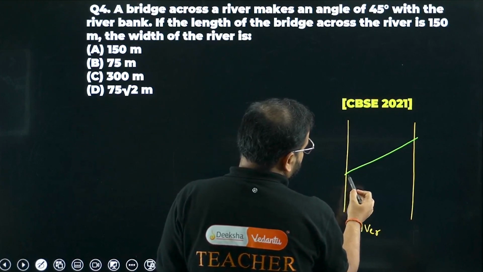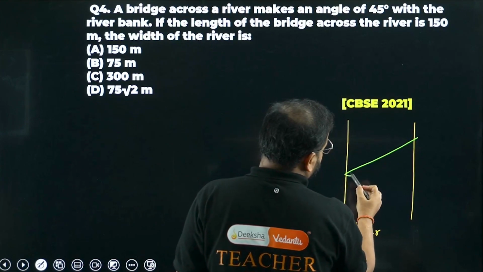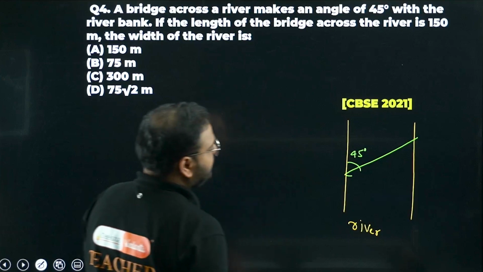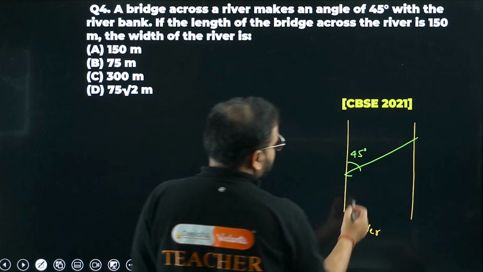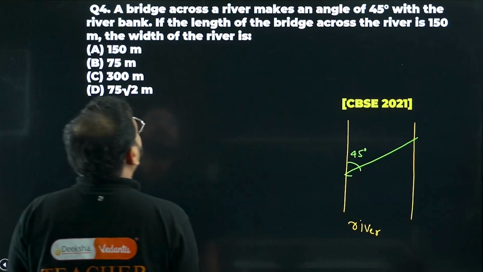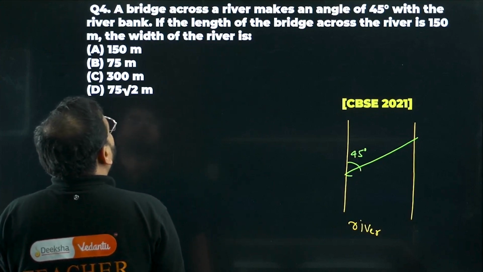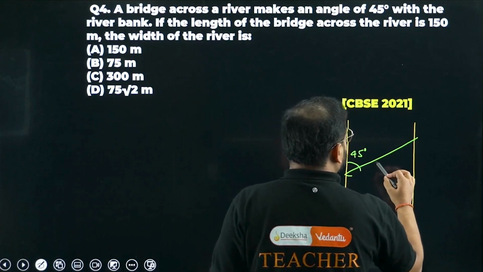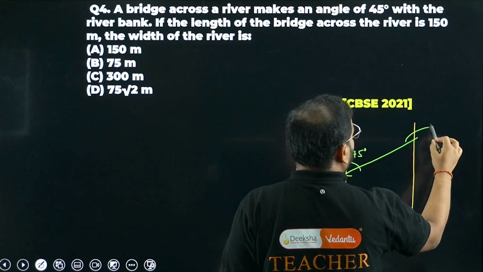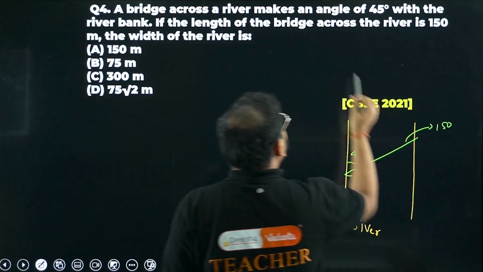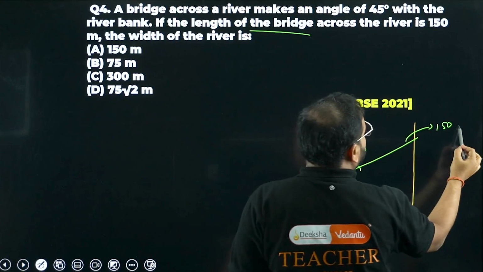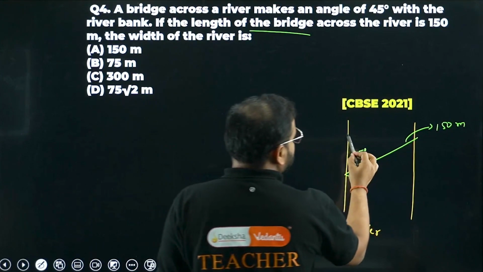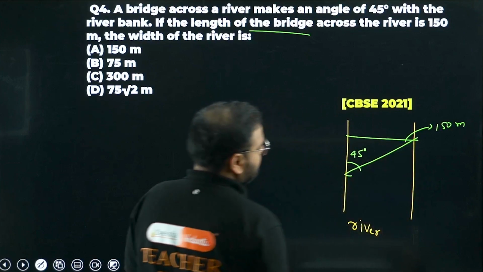This is 45 degrees. Please check. Now, the length of the bridge across the river is given here as 150. This value is 150, the length of the bridge, 150 meters. Find the width. What is the width? This is the width, right?